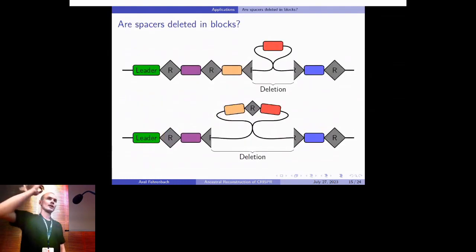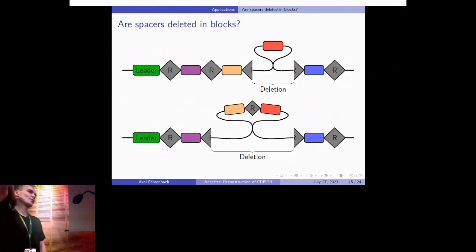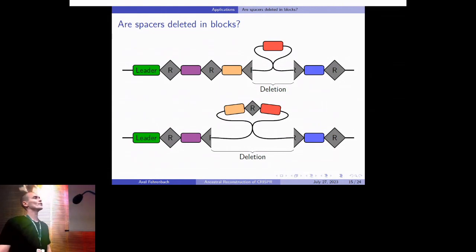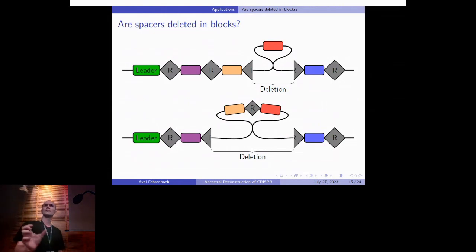So let's start with what we did in spacer evolution to understand spacer evolution better. What we asked ourselves: can't spacers be deleted in blocks? If you think about this very simple deletion model, why shouldn't there be multiple spacers within this loop? There's no real contradiction in that sense. And if you look at reconstructions, you see these very long stretches of deletions. They don't seem to fit an independent deletion model where you just lose spacers individually.